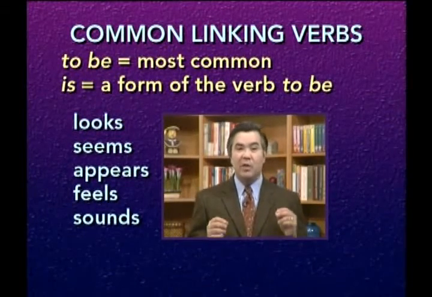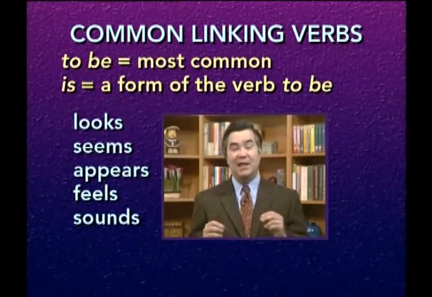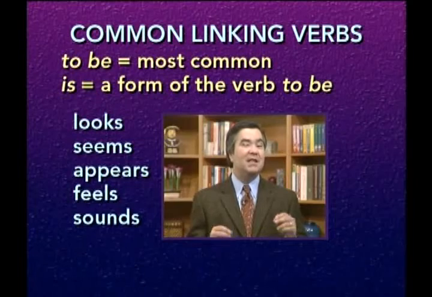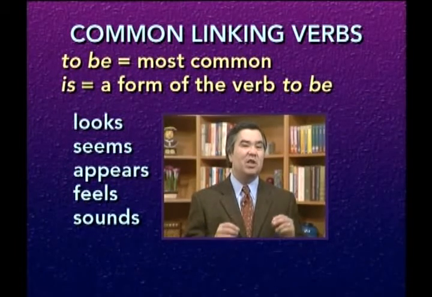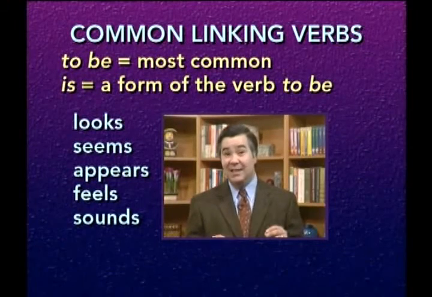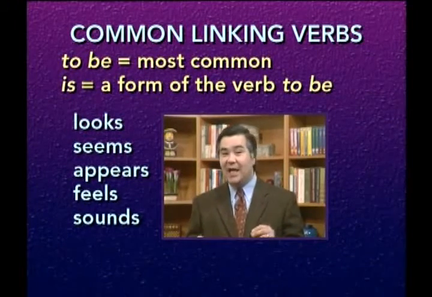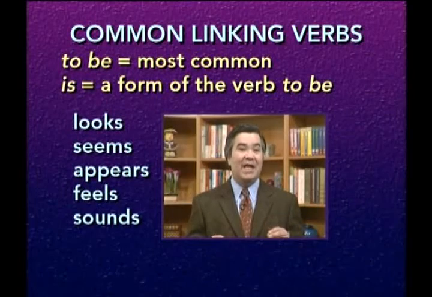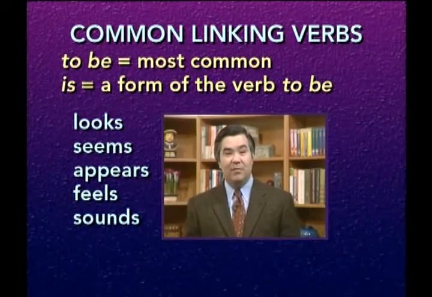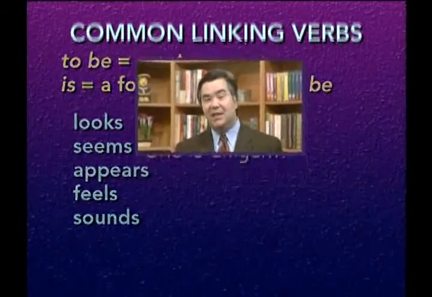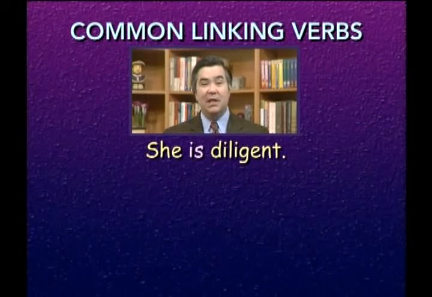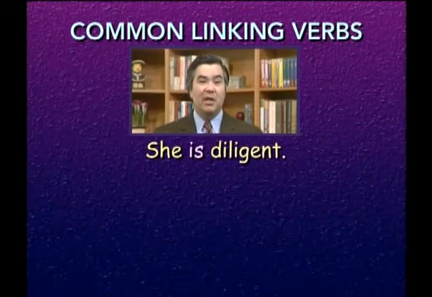To determine whether or not a verb is being used as a linking verb or an action verb, stop and ask yourself, is this sentence describing something that the subject is doing, or is it rather saying something about what the subject is? If the latter is the case, then the verb is being used as a linking verb and should be followed by an adjective. So, for example, if the sentence, she is diligent, instead used one of these other linking verbs, the adjective diligent would continue to be correct.